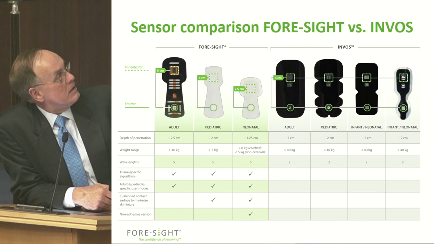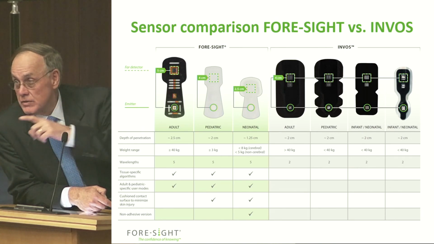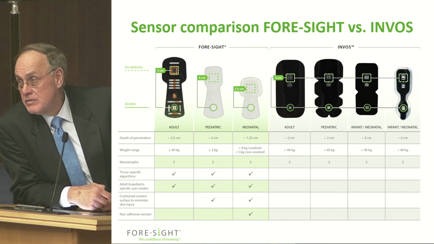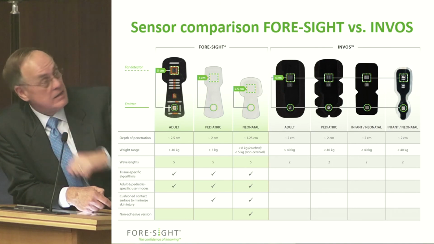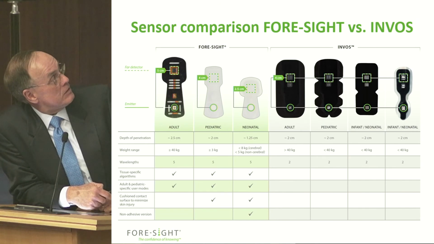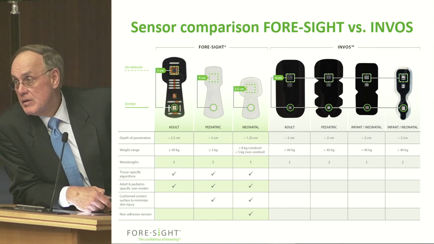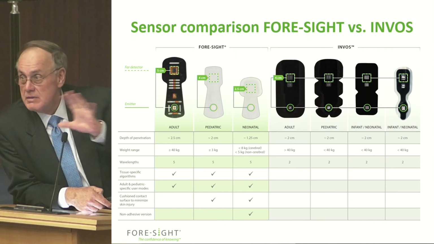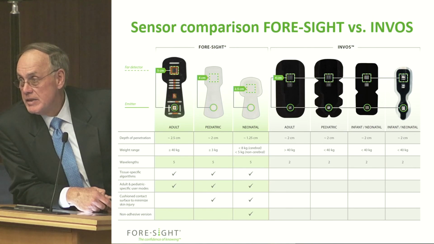I think that the 2-centimeter depth of penetration is too much for a flap, and you would probably get better clinical information using a sensor with less depth of penetration of the light, and that would be our neonatal sensor, which has a depth of penetration of 1.25 centimeters. Now you could go to the 2-centimeter depth if you had a really large flap, but generally 1.25 would give you better information.